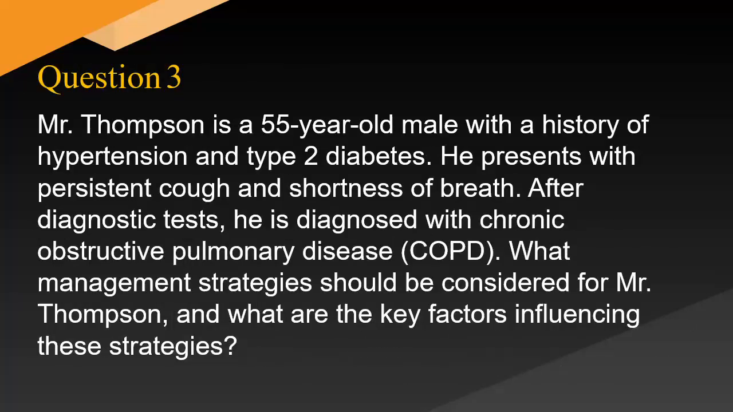Mr. Thompson is a 55-year-old male with a history of hypertension and type 2 diabetes. He presents with persistent cough and shortness of breath. After diagnostic tests, he is diagnosed with chronic obstructive pulmonary disease (COPD). What management strategies should be considered for Mr. Thompson, and what are the key factors influencing these strategies?